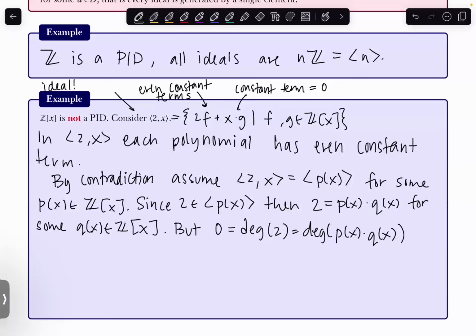Right, and because my coefficients are coming from an integral domain, and neither one of these is 0, I can split this up using my sum. So here, since, and I'll put ID for integral domain again, and p and q don't equal 0, then we know that this is exactly the degree of p plus the degree of q.